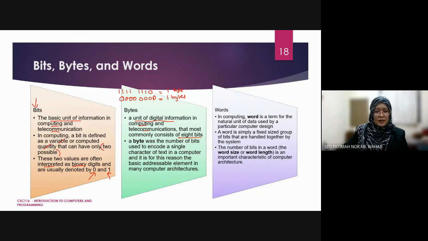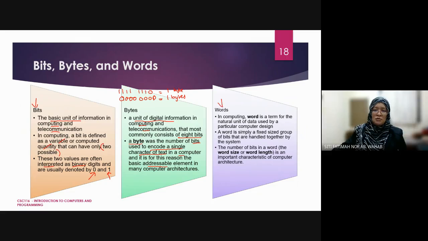So a byte was the number of bits used to encode a single character of text in a computer. And for this reason, it is the basic addressable element in many computer architectures.